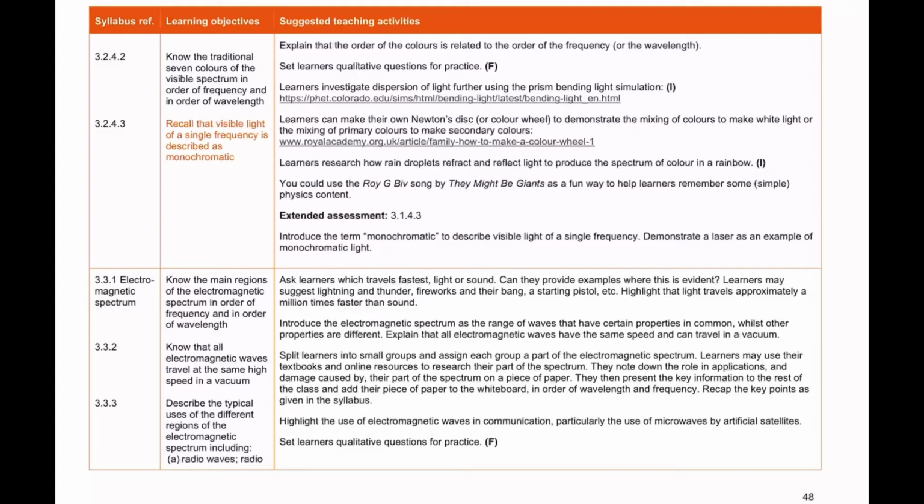Key concept 3.3.1: Electromagnetic spectrum. Learning objectives. Know the main regions of the electromagnetic spectrum in order of frequency and in order of wavelength. Know that all electromagnetic waves travel at the same speed in a vacuum.